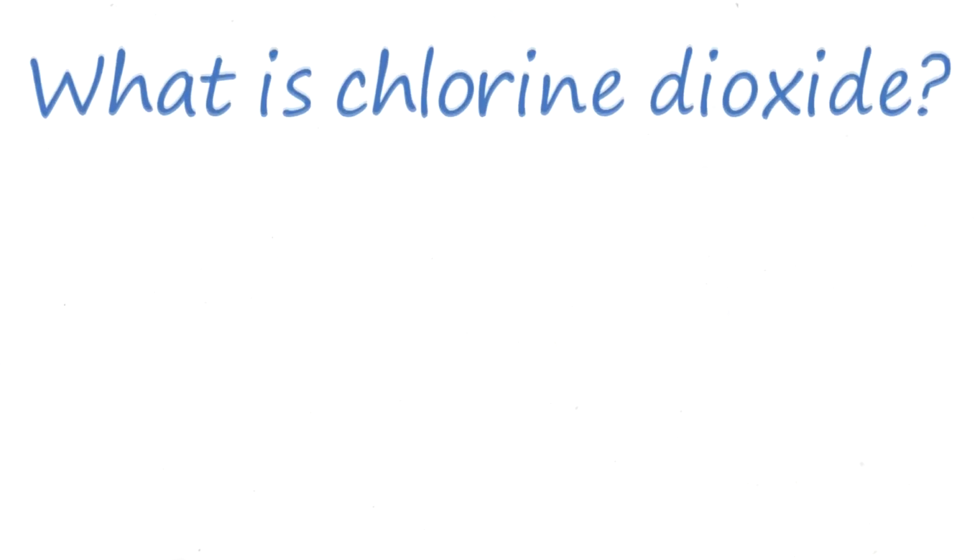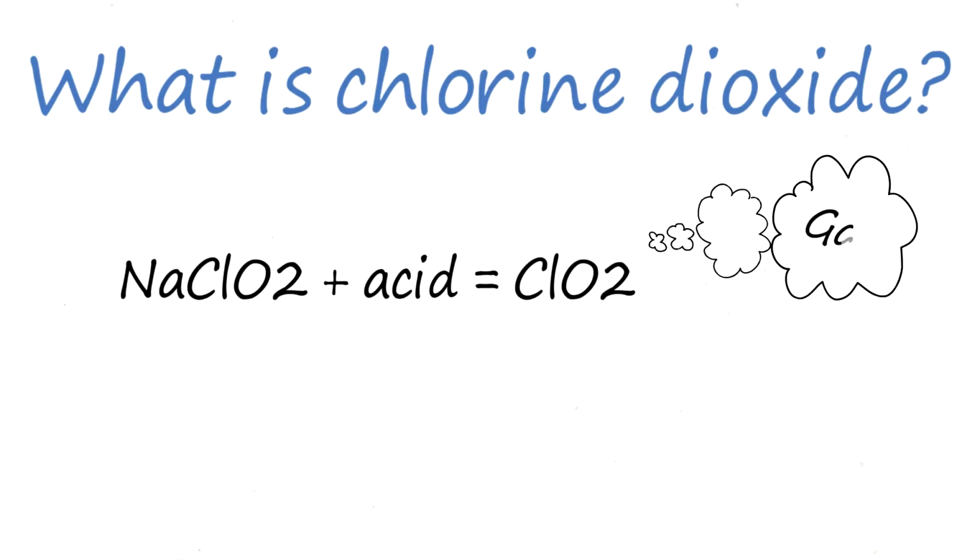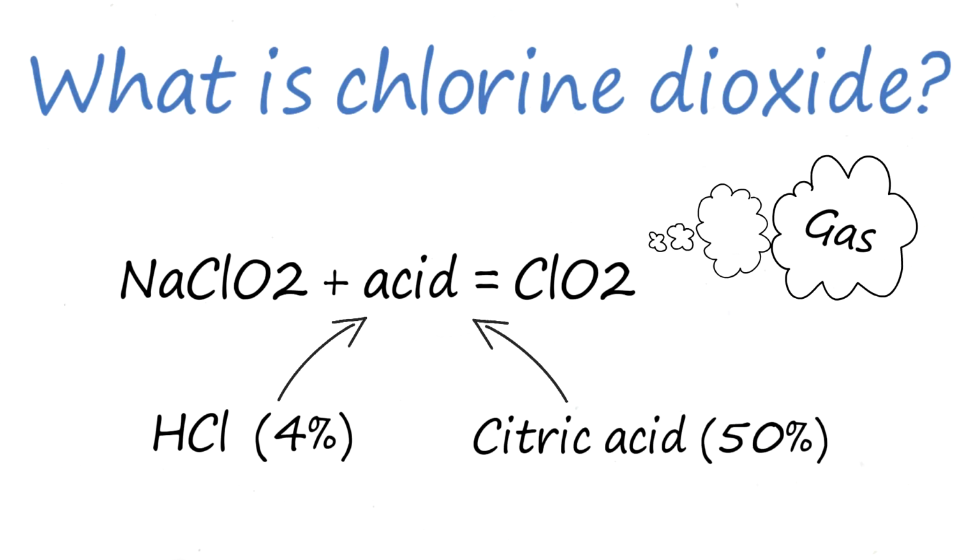What is chlorine dioxide? Chlorine dioxide is a synthetic gas that does not occur naturally. It is obtained by reacting sodium chloride with an acid. We usually use hydrochloric acid at 4%. In the past, citric acid at 50% was used, but hydrochloric acid is preferable. We will explain all these details shortly.